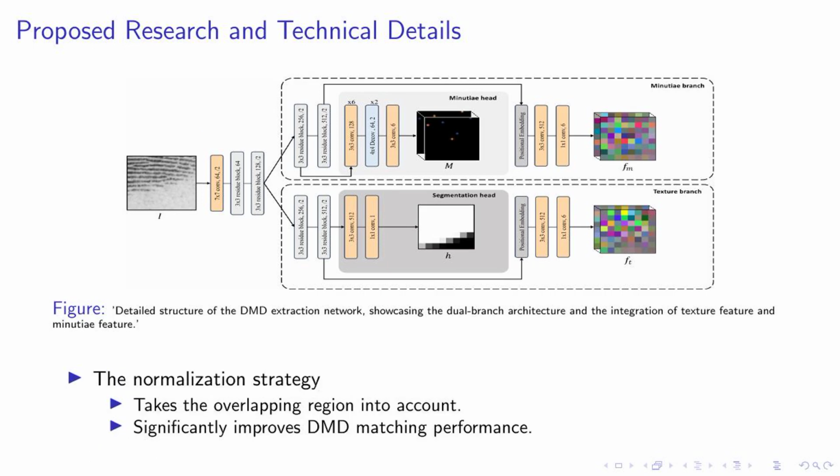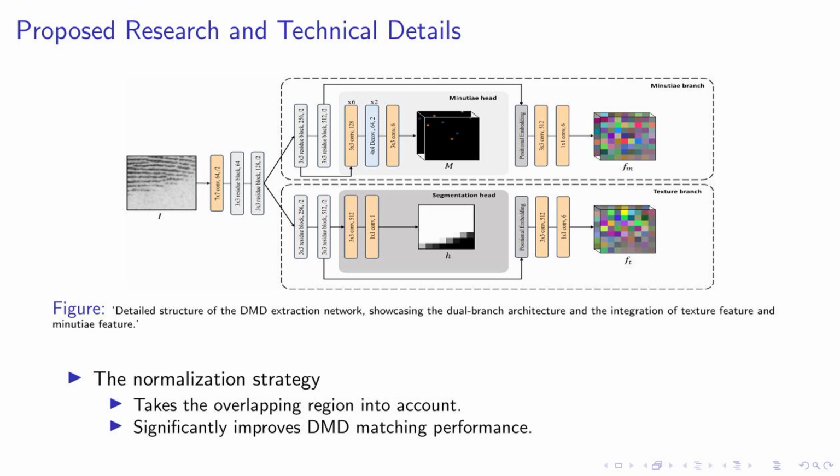Moving on to the technical details of our research, let's delve into the structure of the DMD extraction network, as depicted in the figure. This network is characterized by a dual-branch architecture, integrating both texture and minutia features. One key aspect of our approach is the normalization strategy. This strategy is designed to take into account the overlapping region between fingerprints. By doing so, it significantly enhances the performance of DMD matching.